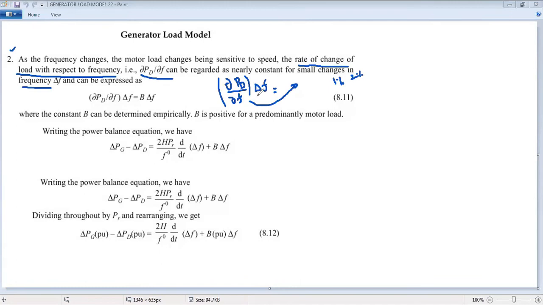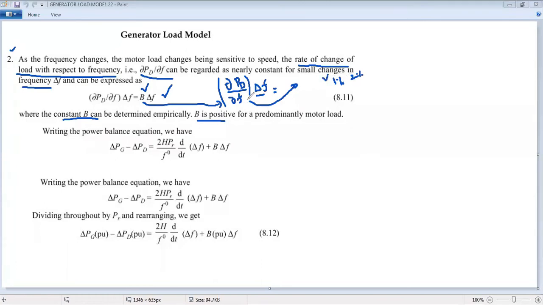And if it is multiplied with the small change in the frequency ΔF, then it is approximately equal to a constant, because it is very small. ∂PD/∂F into ΔF equals B ΔF, which is a constant. This B is given by ∂PD/∂F. B is positive for predominantly motor load. So if there is an increment in the frequency, there is an increment in the load. This B is also called the area parameter, and it is a constant, because it is 1% or 2%, like that.